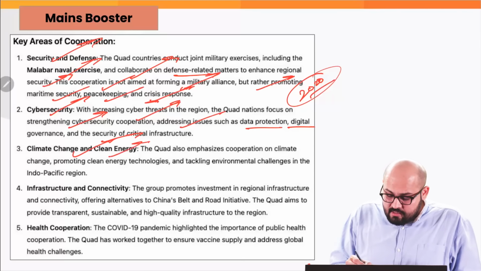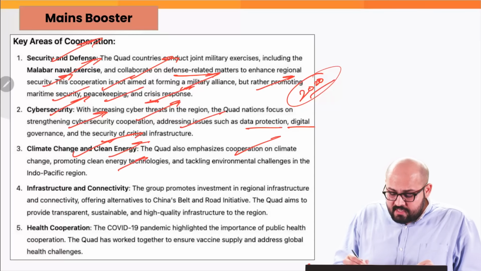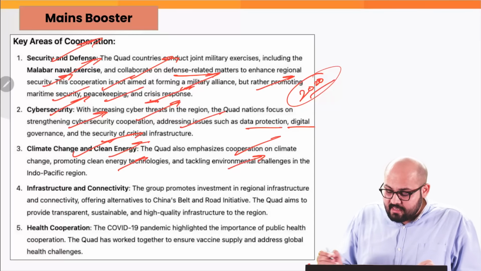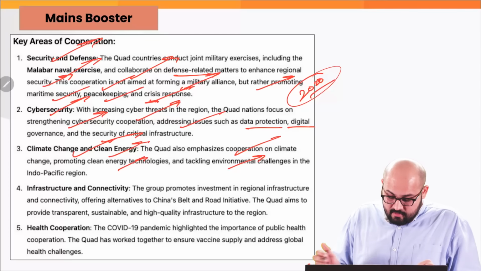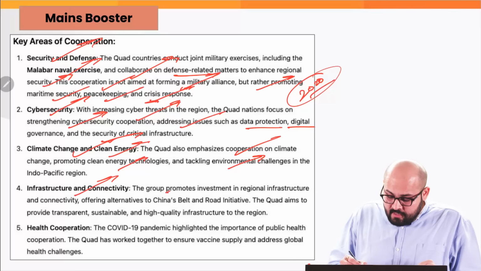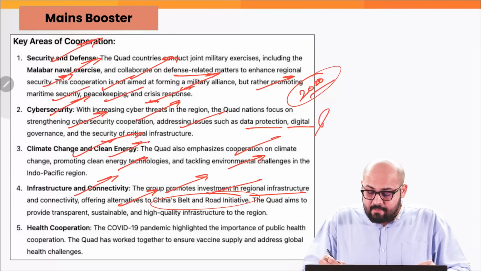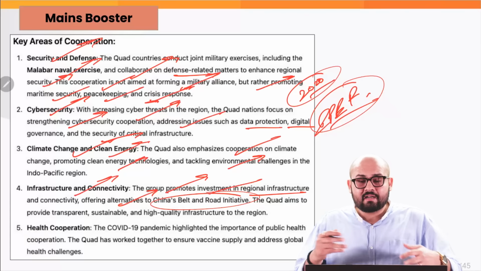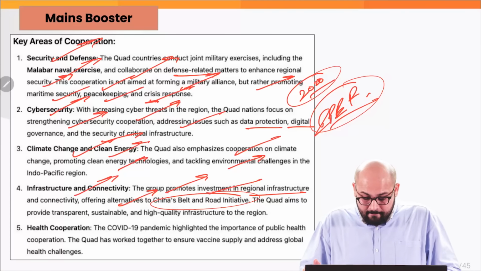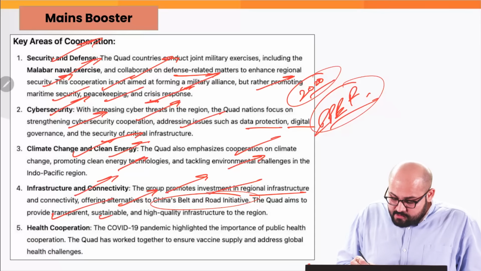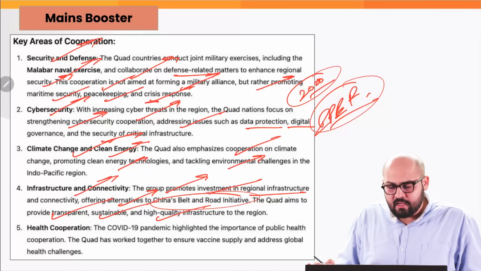Climate change and clean energy. The Quad also emphasizes cooperation on climate change, promoting clean energy technologies, tackling environmental challenges in the Indo-Pacific region. Then infrastructure and connectivity. The group promotes investment in regional infrastructure and connectivity, offering alternatives to China's Belt and Road Initiative. For example, we have got the IPEF, Indo-Pacific Economic Framework, right? So that is basically a counter to the Chinese BRI. The Quad aims to provide transparent, sustainable, and high-quality infrastructure in the region.